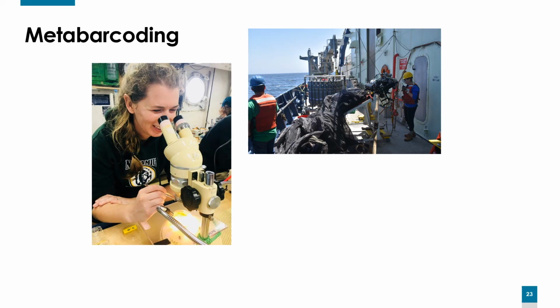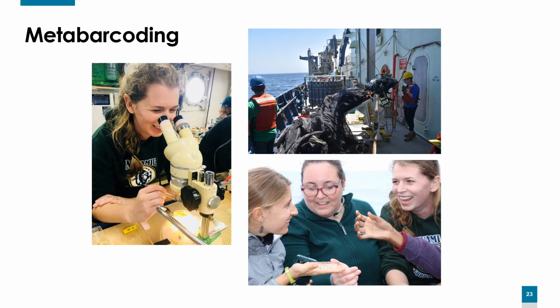And her ultimate goal is to map the distribution of zooplankton species in the mesopelagic ocean, so that she can understand what aspects of the environment are important for the zooplankton survival. And so if she can create a database that includes many different species with metabarcoding, then she can help other researchers as well identify the abundance and diversity of zooplankton in the ocean.